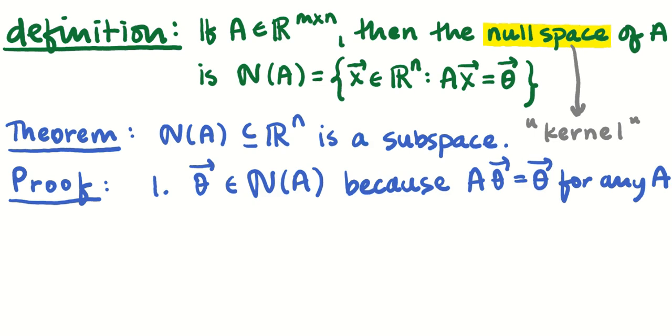First, the 0 vector is in the null space, because if I take the 0 vector and I multiply it on the right, to A, that's always going to give me back the 0 vector, which means that the 0 vector is part of the null space.